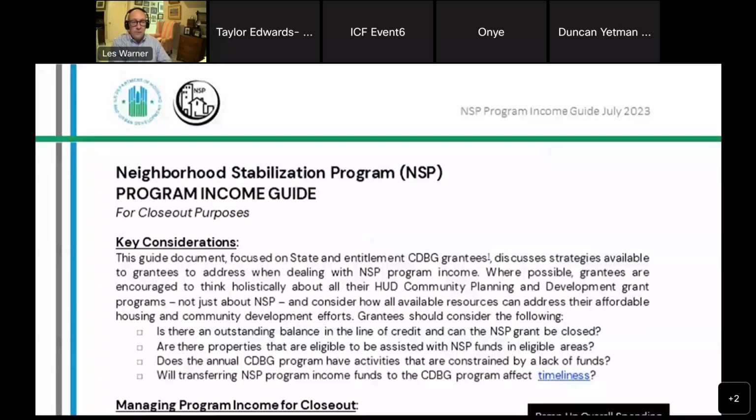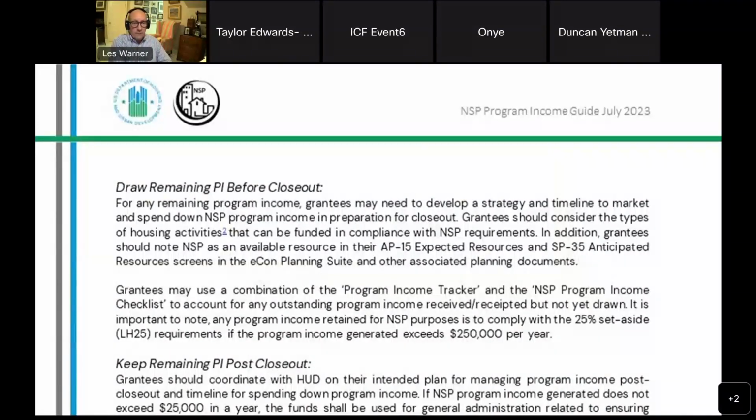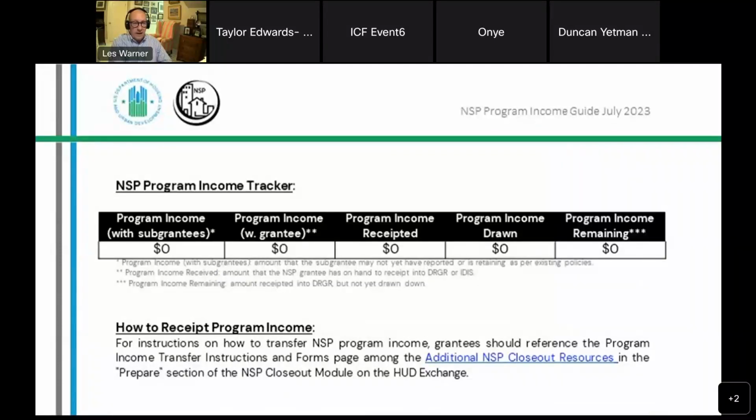It'll walk you through the materials that we've covered today, talking through each of the scenarios that we've talked about and the requirements that relate to that. One of the things that both Onye and I talked about was trying to figure out, okay, what's our actual level of program income that we have on hand? Some of you may have sub-grantees that were allowed to retain program income at that level.